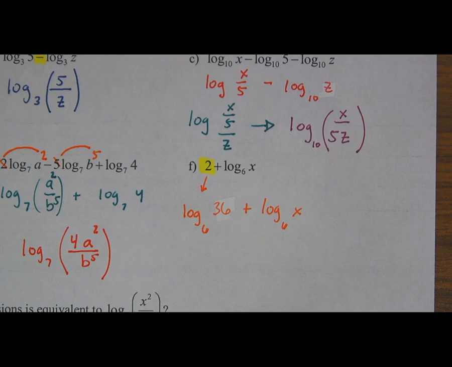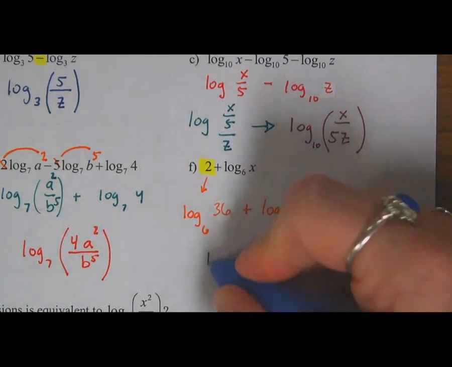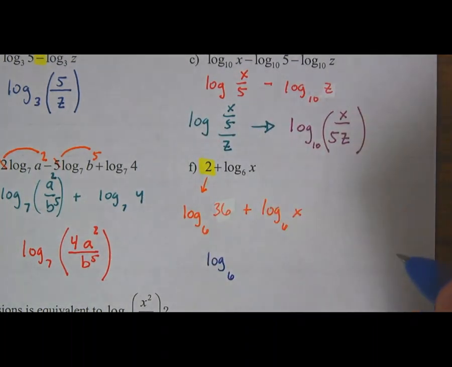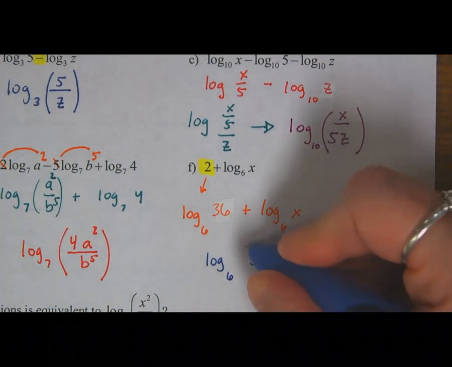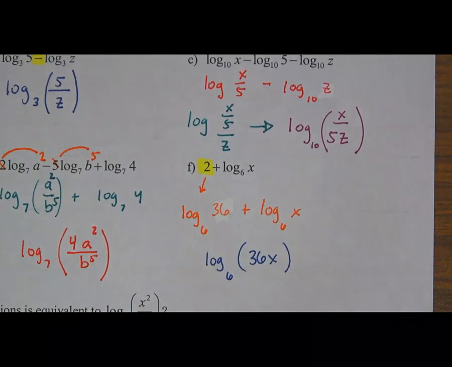And now we can shrink those up. We can condense them into log base 6 of 36x into a product because they were being added together and they condensed into a product. That one is a weirdo.